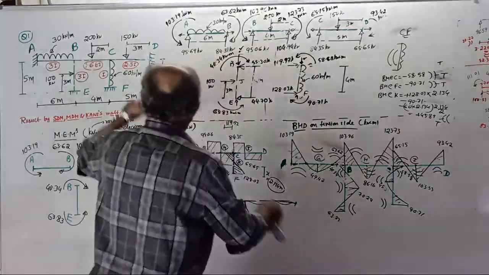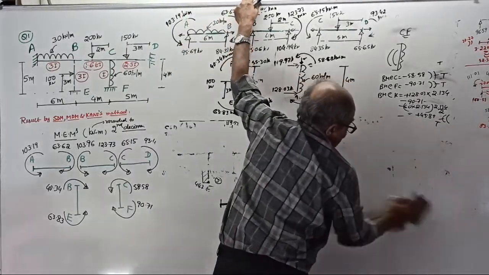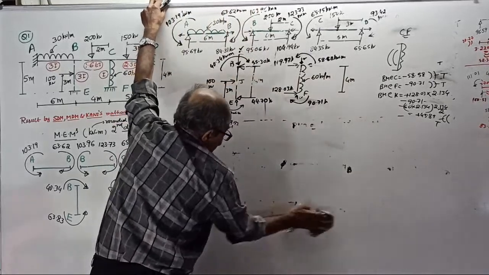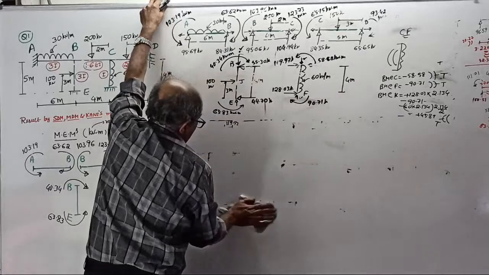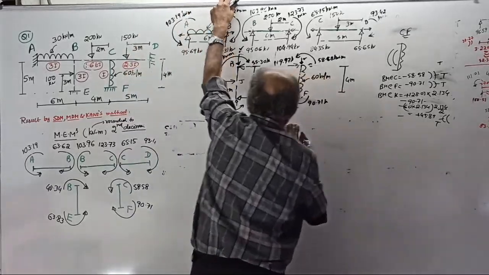I will show that also. Look, that is called the superimposing principle. But remember, the superimposing principle is only academic. It will not give the correct BMD. Only in examinations can you do it. Okay, I will draw that one.